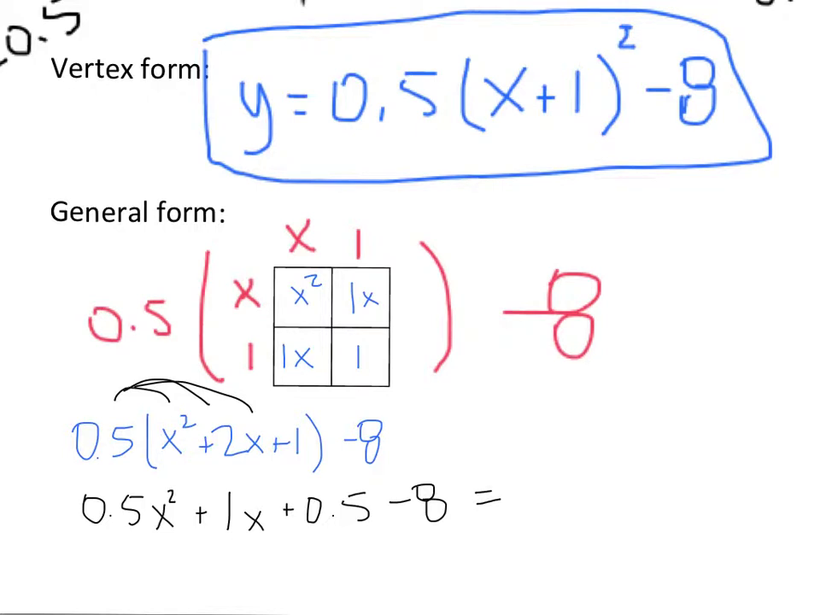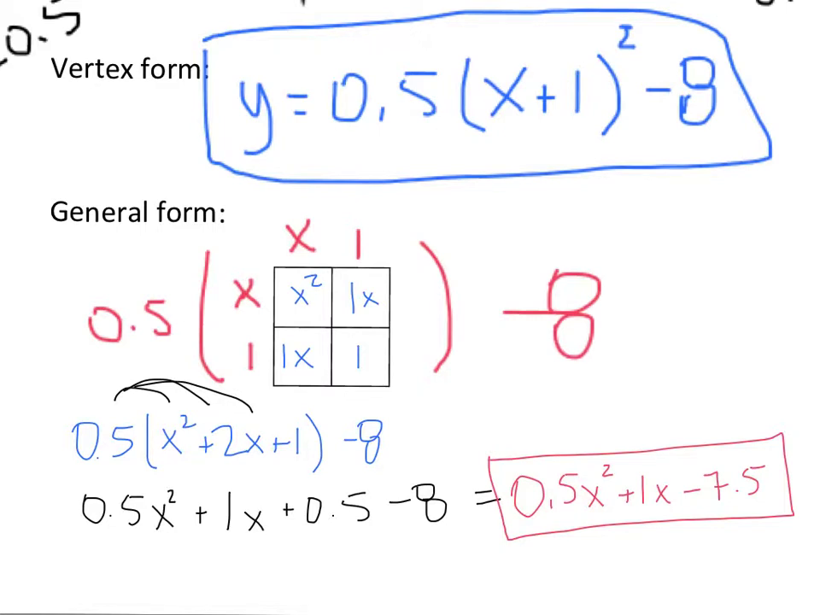Now our last step is to combine our constants, and that will give us our final answer, 0.5 x squared plus 1x, you can either write it as plus a negative or as minus 7.5. That is our general form. The other word for that is standard form. Both mean the same thing.